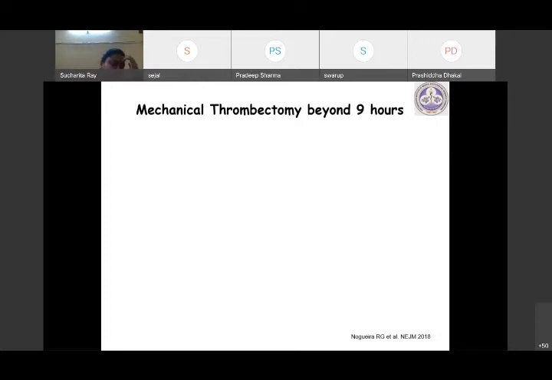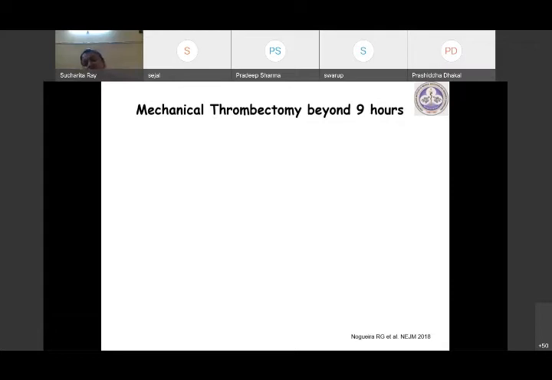Now let's come to mechanical thrombectomy. As per the guidelines, earlier it was up to 6 hours, and now the guidelines speak about 9 hours. When we were doing our residency, we used to be very happy when a patient came at around 11 hours. And sometimes it did occur to us that the patient, despite coming to you at 9 or maybe 14 hours, was very well kept.